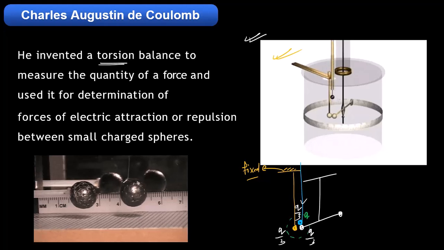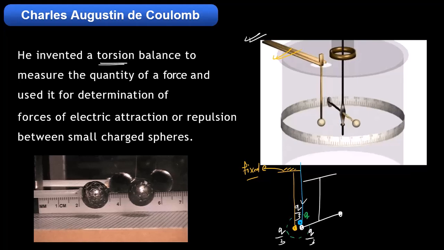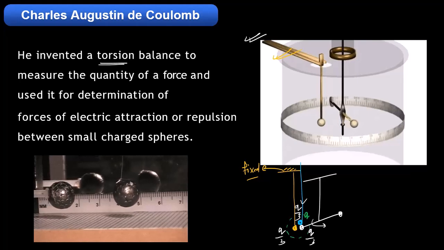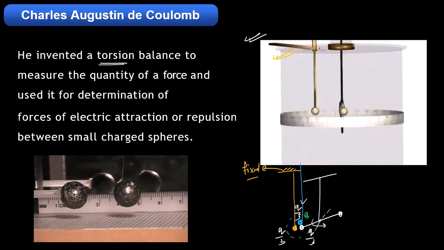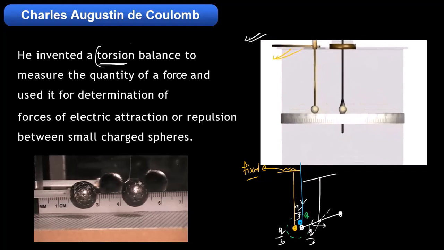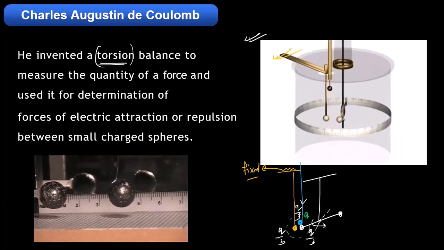Now what you observe is that the yellow colored ball is fixed, it cannot move. But the white colored ball will move in this direction. It will rotate. So this rotation is known as the torsion. This effect is known as the torsion. So he performed this experiment several times.